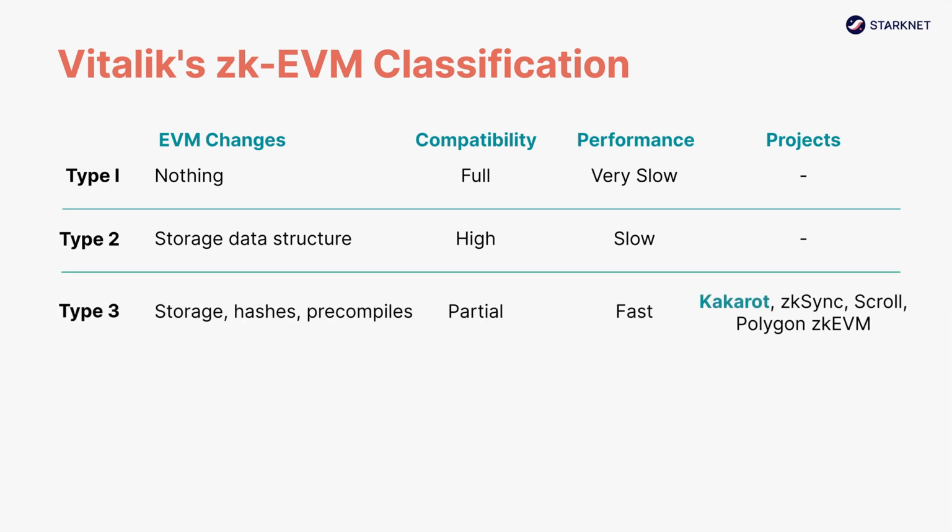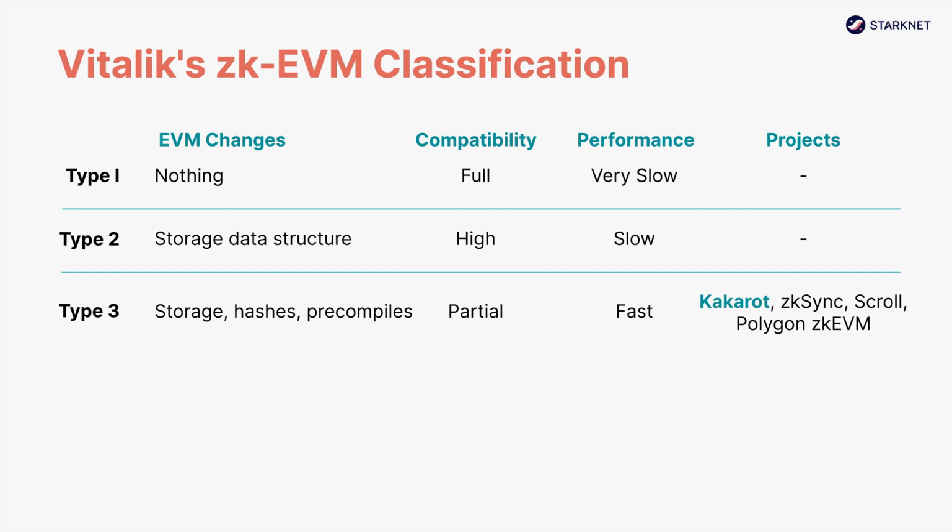Type 3 rollups introduce even more modifications to the EVM to improve performance, like using different hash functions and precompiles. At this point, it's a balancing act between supporting most Solidity smart contracts out of the box and keeping performance at a reasonable level. Some smart contracts would require changes before being accepted by this type of system, so compatibility is partial. There are plenty of projects pursuing this type of rollup, like ZK-Sync, Scroll, Polygon ZK-EVM, and Kakarot.